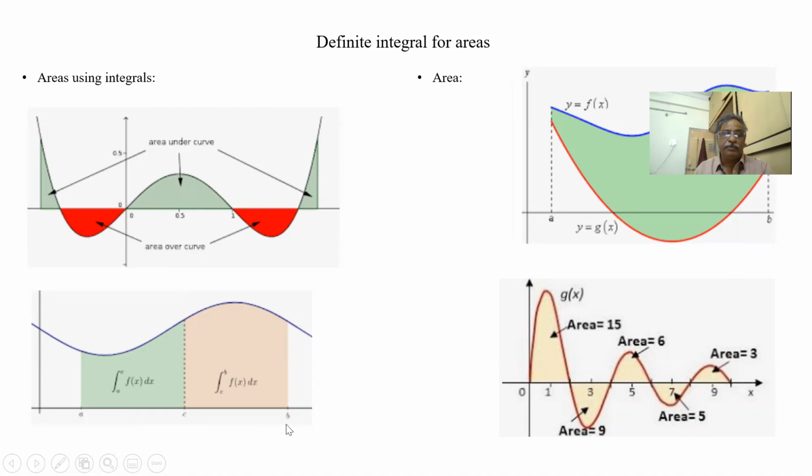Here also the same thing. Between a to b, the area under the curve can be a to c plus c to b. Area, you can add in parts also. So this is a vectoric sum.